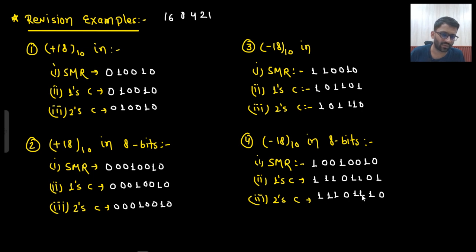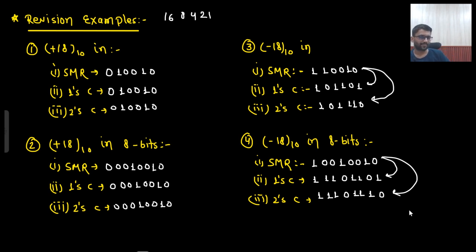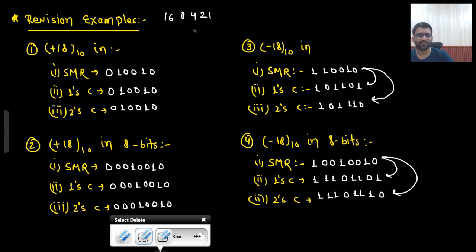So first I will look at SMR, then I can find 1's complement. I will look at SMR, I can find 2's complement as well. You just need to look at the SMR and you will find 2's complement and 1's complement both.